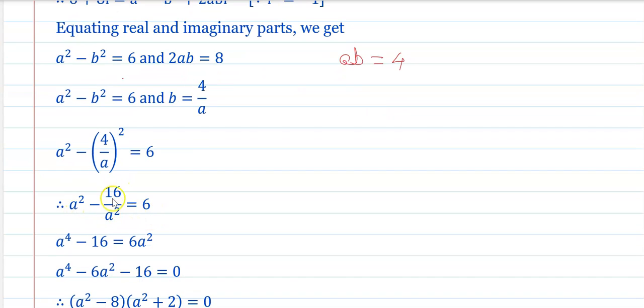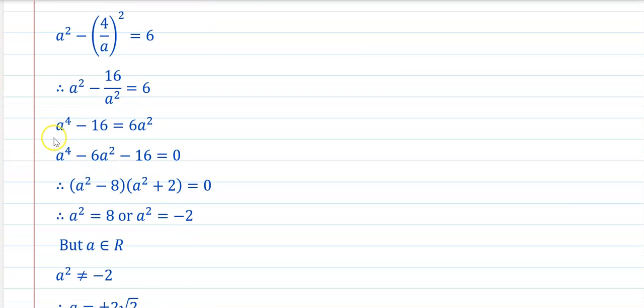Therefore a square minus 16 upon a square is equals to 6. Multiply on both sides by a square. Then you are getting a raised to 4 minus 16 is equals to 6a square. Again we will bring 6a square here. Then what are the factors? a raised to 4 minus 6a square minus 16 is equals to 0. Again, the product of first and last is minus 16 a raised to 4. What about the middle term? The middle term is minus 6a square.